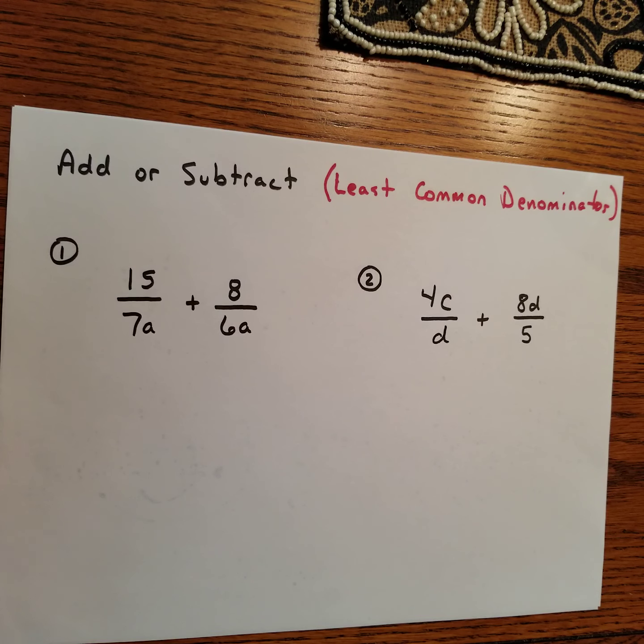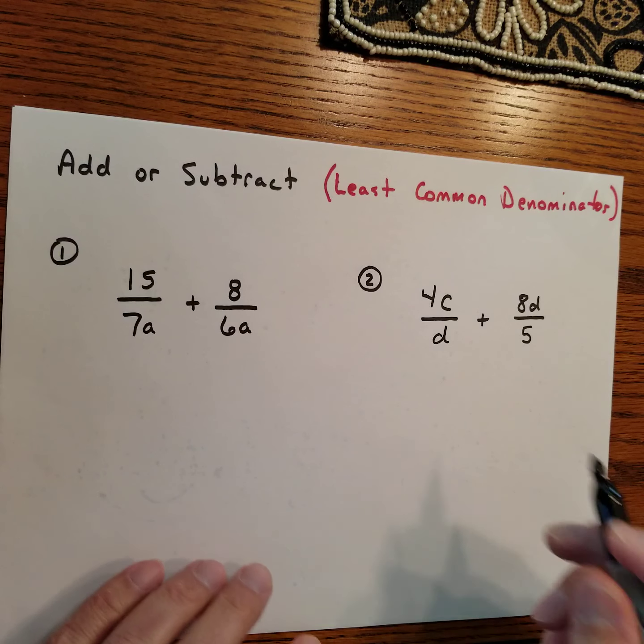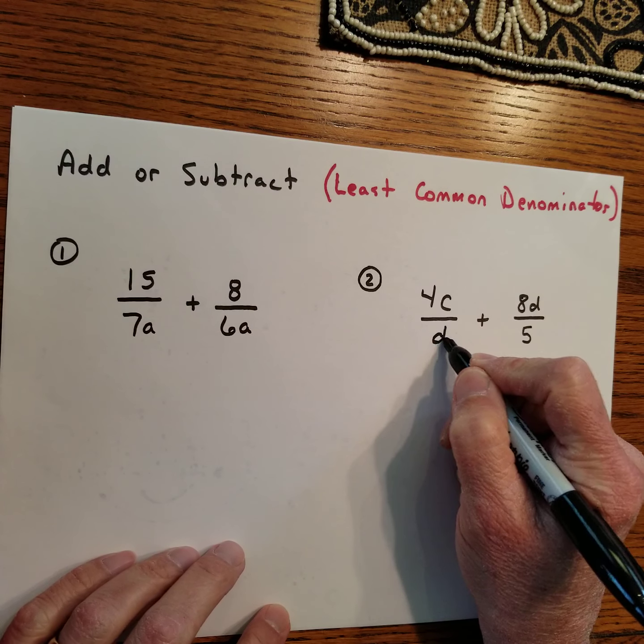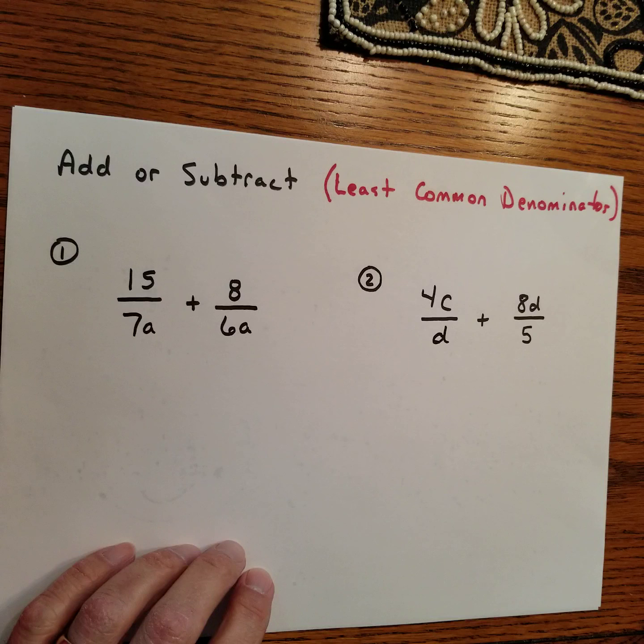Let's continue our work with adding fractions. We know when we add or subtract that we must have a least common denominator. But this time, our denominators and our numerators have variables in them. That can make things tricky.